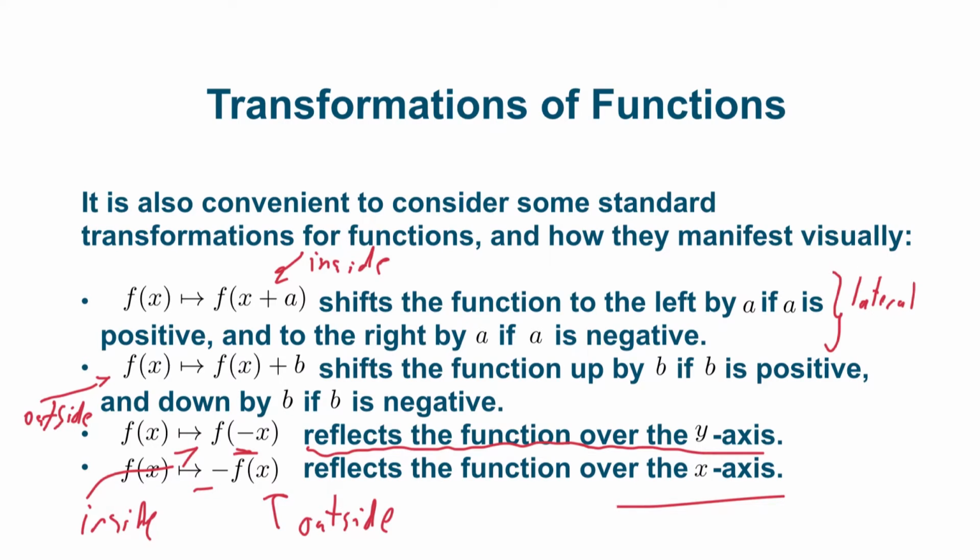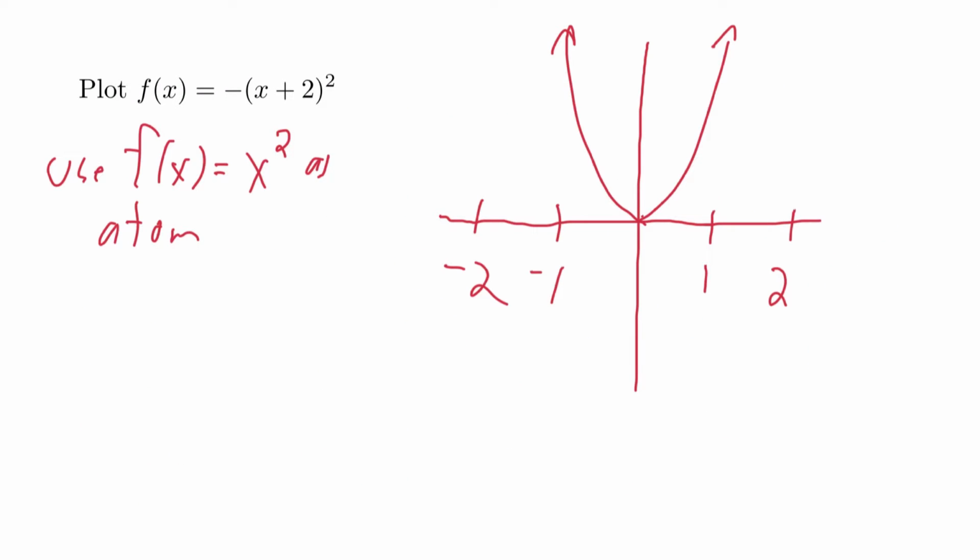Now, which direction do we move in? Well, let's check our rules. I'm shifting by a positive number, so I move to the left. So I'll shift over 2. And this gives me f of x equals negative x plus 2 squared, no negative sign.